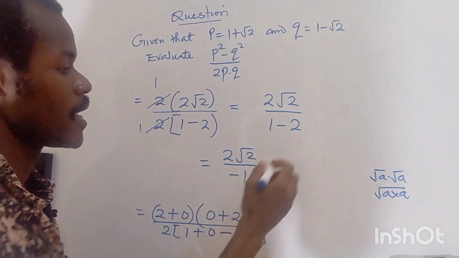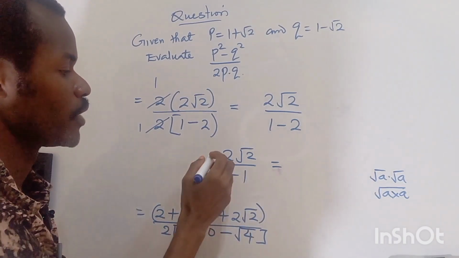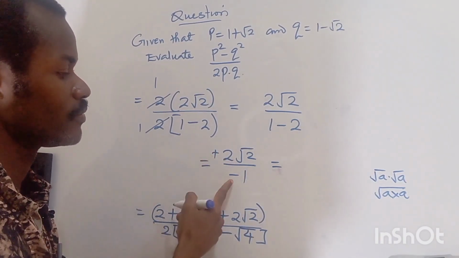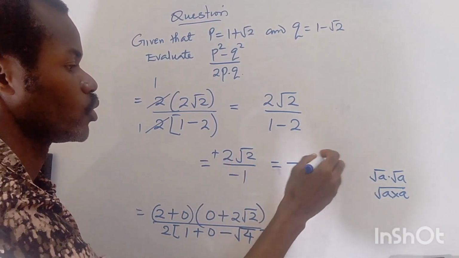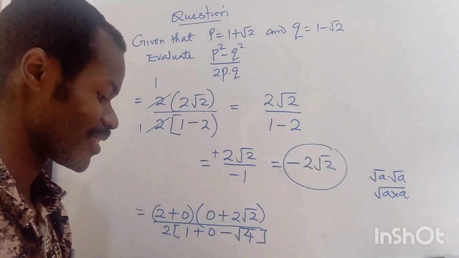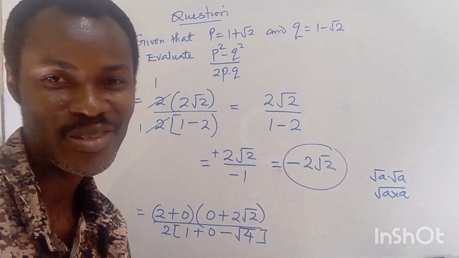And the final answer to this problem: we have this as plus, so plus divided by minus is minus. This divided by this is 2 root 2. So the answer is minus 2 root 2, which gives us the simple solution to this problem.